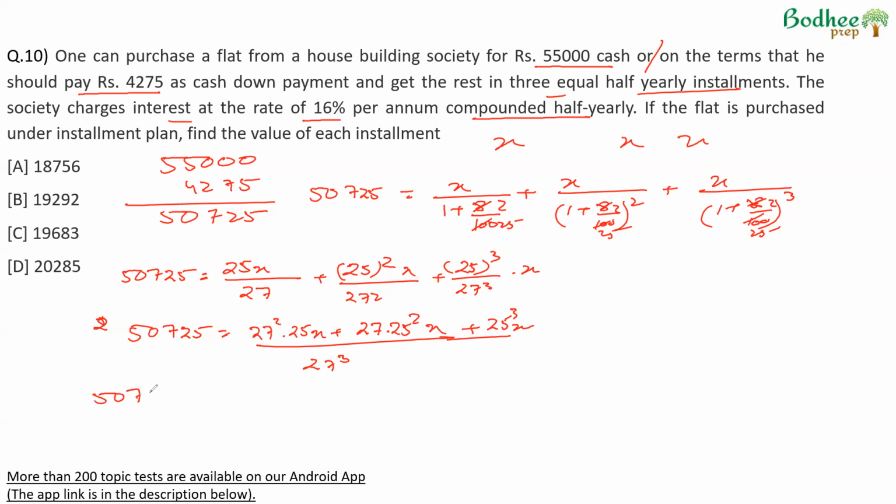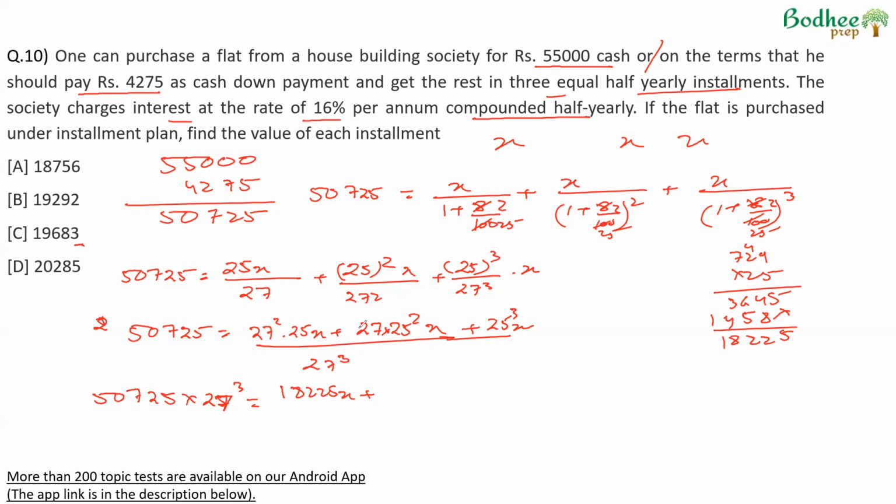So 50725 into 27 cube is equal to 27 square into 25. 27 square is 729, sorry. 729 into 25 is what I am trying to do. 729 into 25 will come out to 18225. So 18225x plus 27 into 25 square.